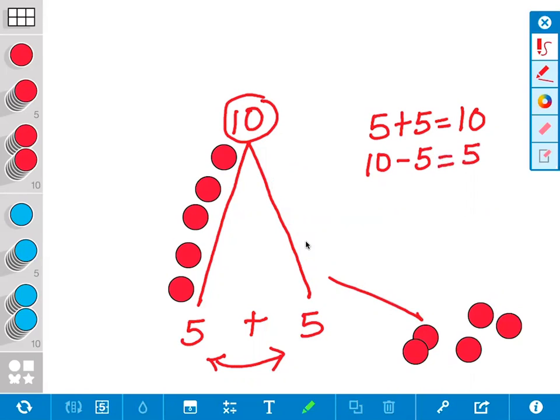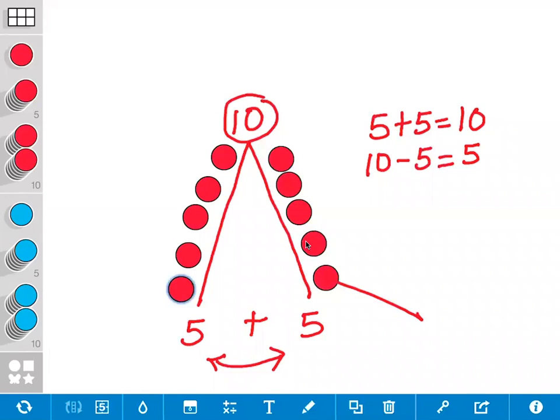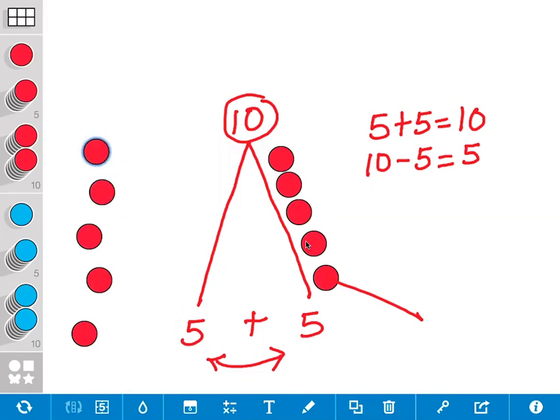Well, if I do the other side, I'm still going to get the same number. So let me show you. So I'll put my 1, 2, 3, 4, 5. Now let me take 5 away from over here. 1, 2, 3, 4, 5. And so you see that it's the same.